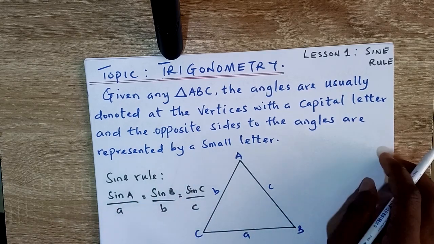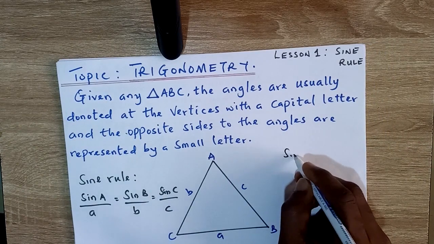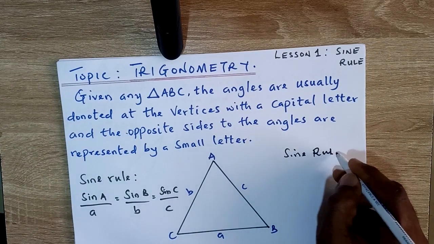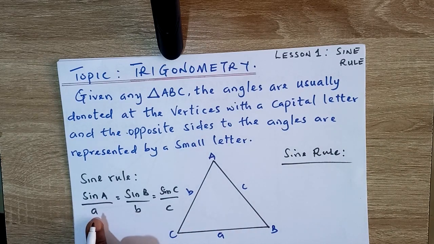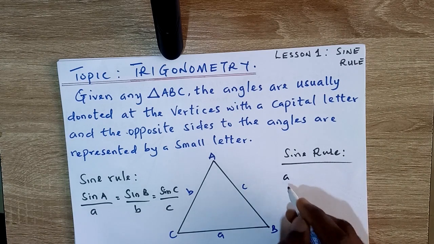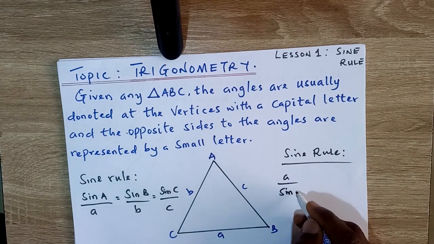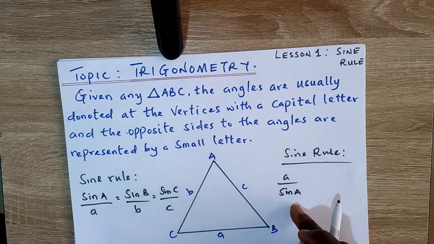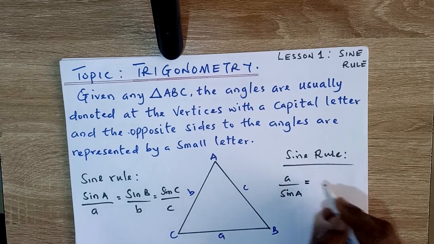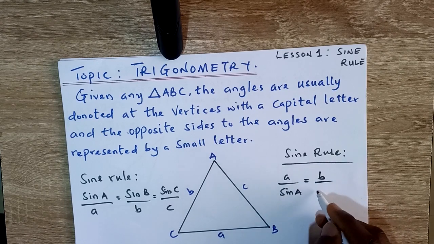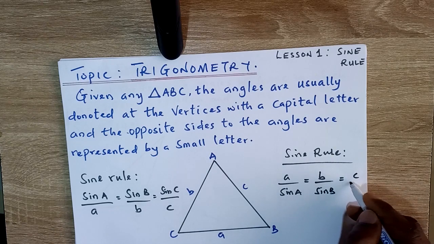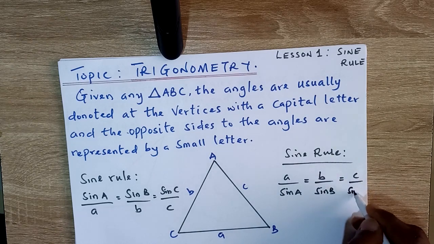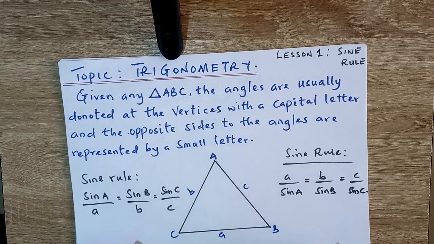We can also state the sine rule as, here we have the sine of the angle with respect to the side. We can also have it as the side with respect to the corresponding angle, that is the side a over sine of the angle at A equals the side b divided by the sine of the angle at B, and it is the same as the side c divided by the sine of the angle at C. So that is what the sine rule is all about.